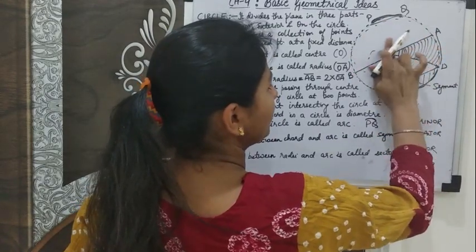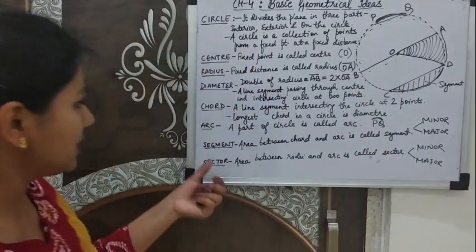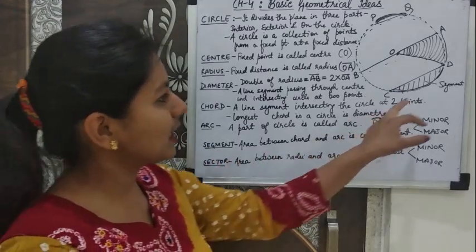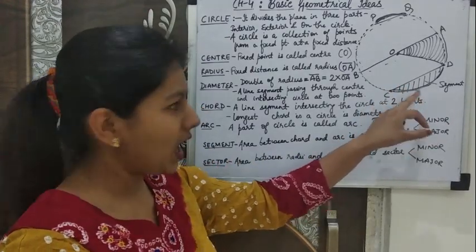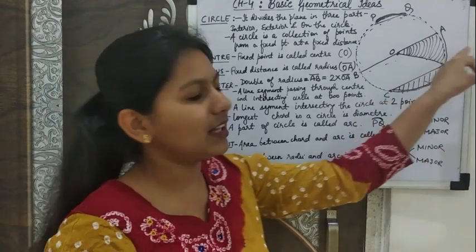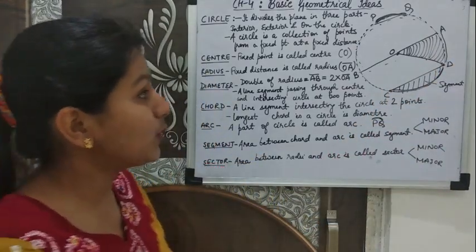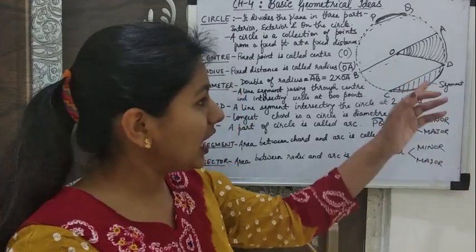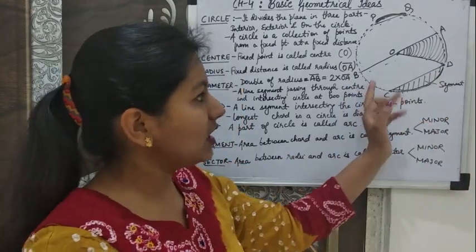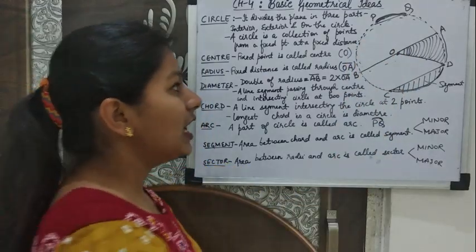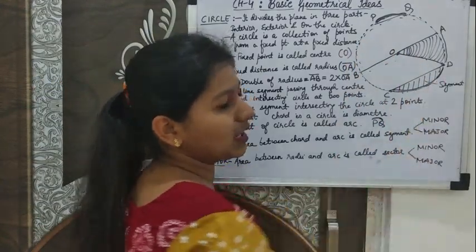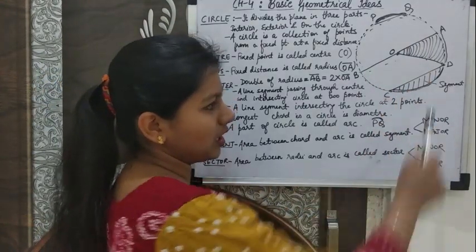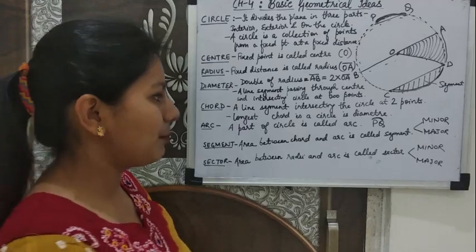So in this way we have to define what is segment and sector. Segment and sector are a kind of area. Segment is the area between chord and arc, and sector is the area between radii and arc. If it is between chord and minor arc, then it is minor segment. If it is between chord and major arc, then it is major segment. If it is between radii and minor arc, then it is minor sector. If it is between radii and major arc, then it is major sector.